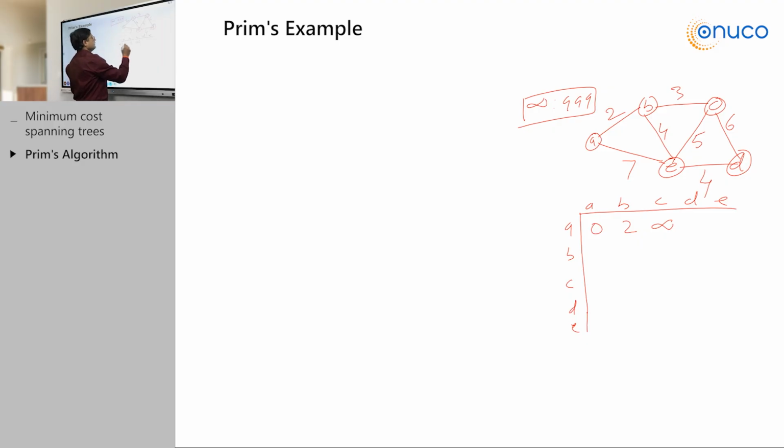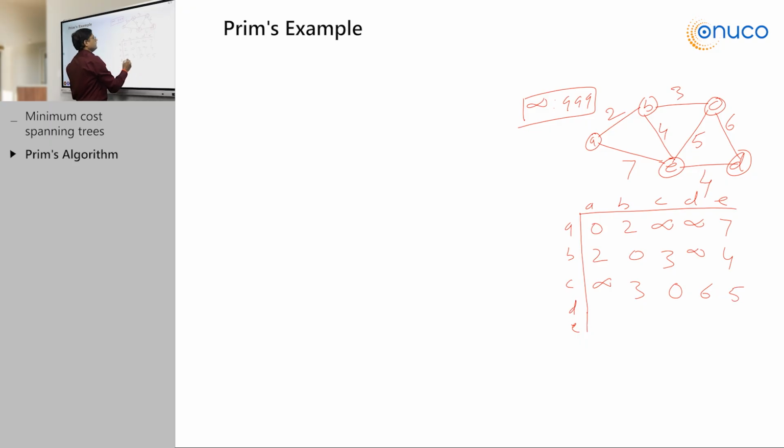So you write infinity. A to D is infinity. A to E is 7. B to A, same, undirected means A to B and B to A are the same. So it is 2. B to B 0. B to C 3. B to D again infinity. B to E is 4. C to A infinity. C to B 3. C to C diagonal element 0. C to D is 6. C to E is 5.